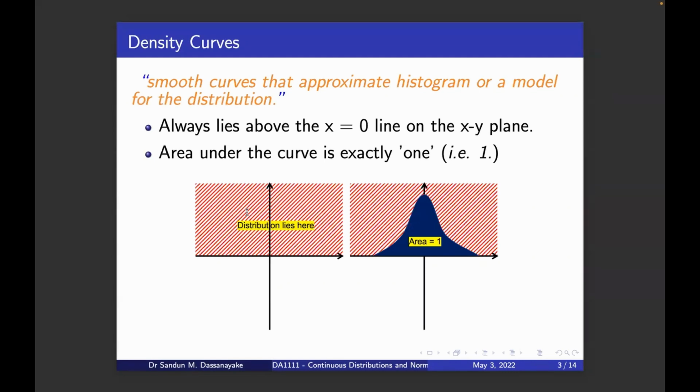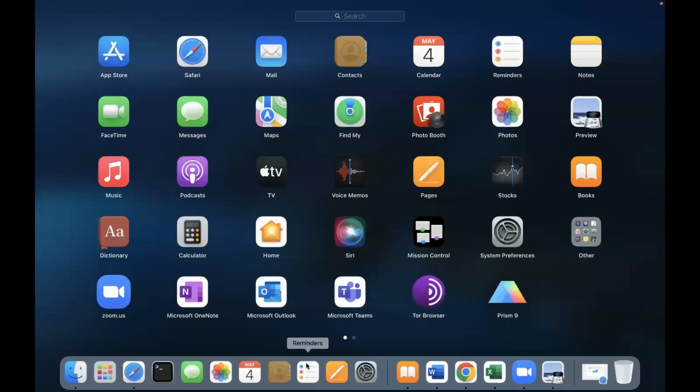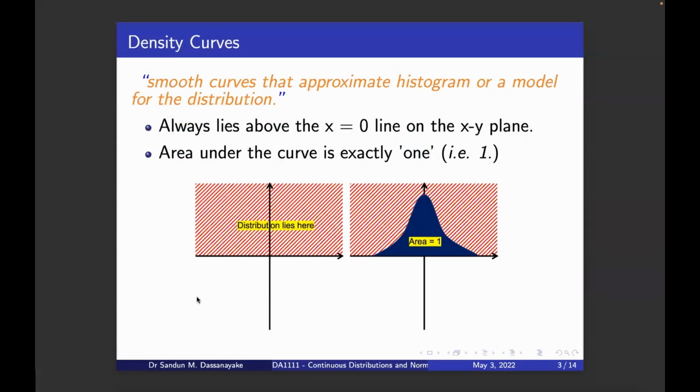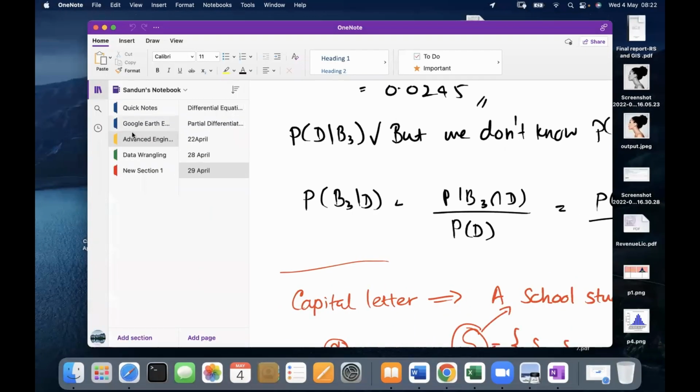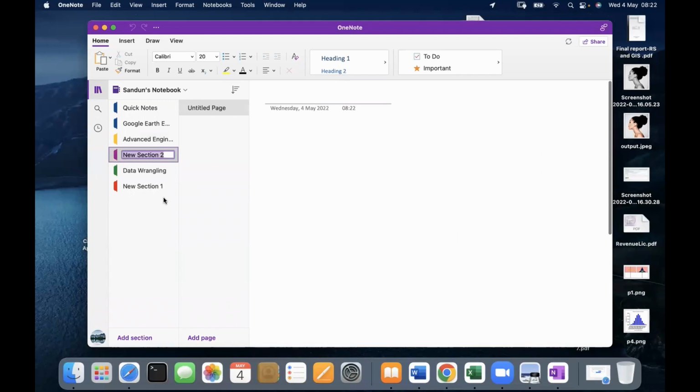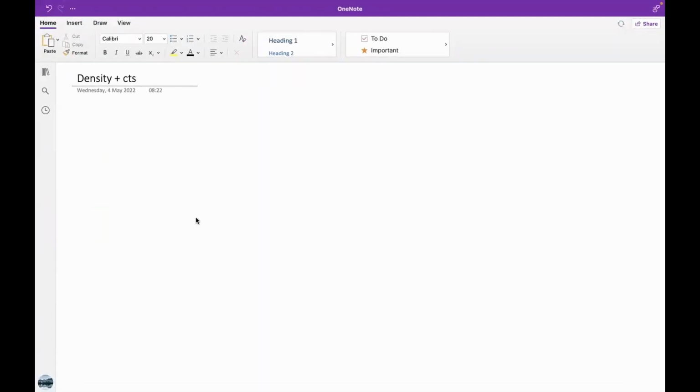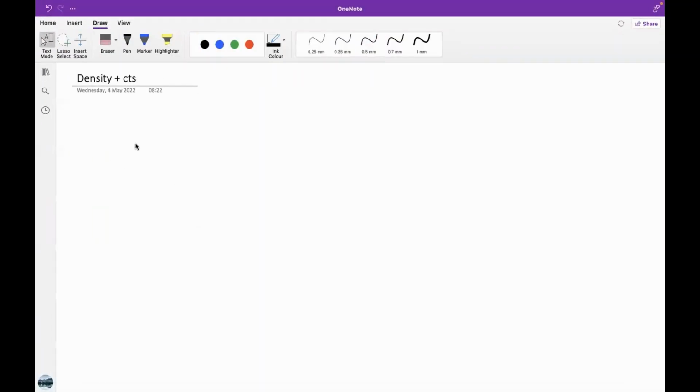Now let me open up my notebook. Right. Now, when we think about random variables, I guess you understand the term random variables.